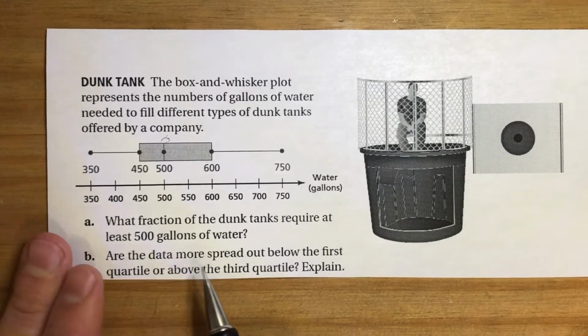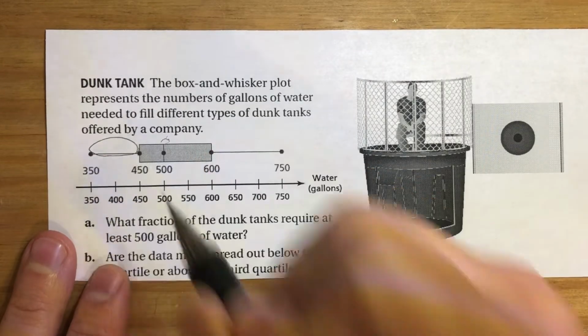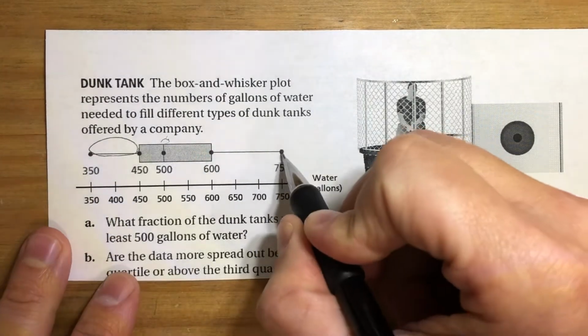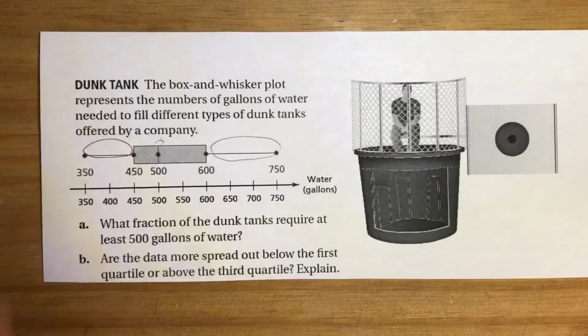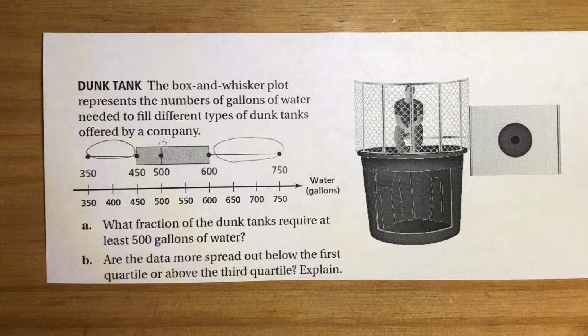Now it wants to know if the data is more spread out below the first quartile, that's this section here, or above the third quartile. So let's look at the two whiskers. Which whisker is longer? Because that's the section that's more spread out. So the answer would be above the third quartile is more spread out. That's where the data varies more. So box and whisker graphs are a great tool for looking at the variation of our data.